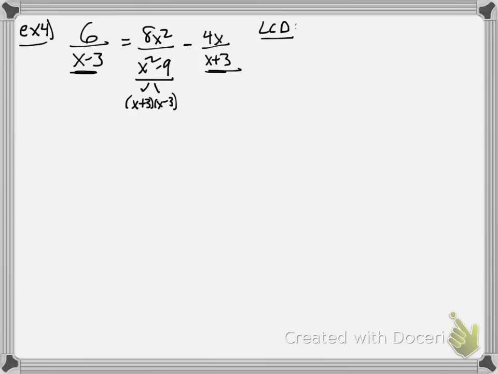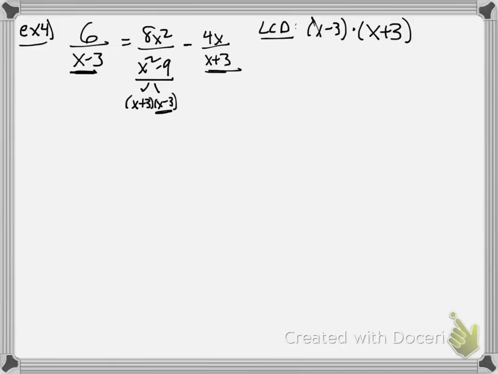So now if we look at our LCD, I have an x minus 3 here, an x minus 3 here, and no other x minus 3s, but the most x minus 3s I need is just the one factor of x minus 3 times, let's see, I also need a factor of x plus 3. So my LCD is x minus 3 times x plus 3. We're going to multiply every term by that. Now, I'm going to show you a trick. This is how I would do it if I were you.